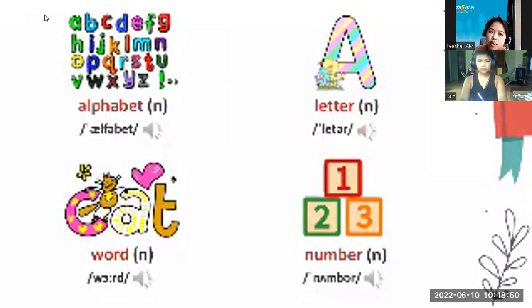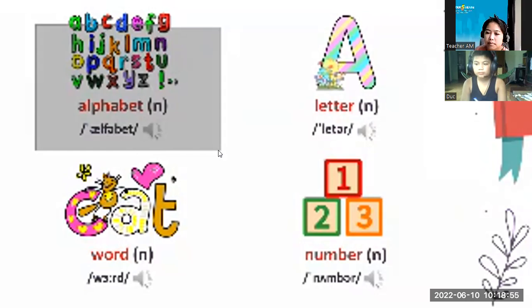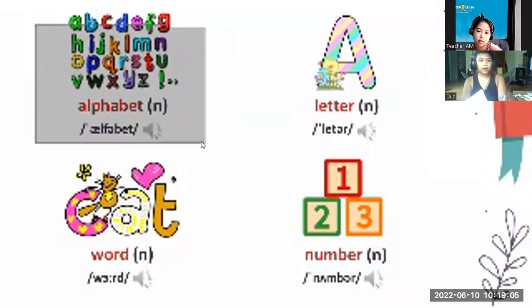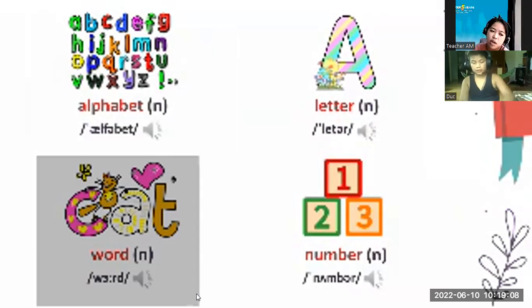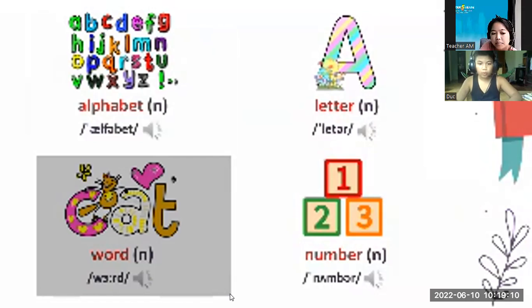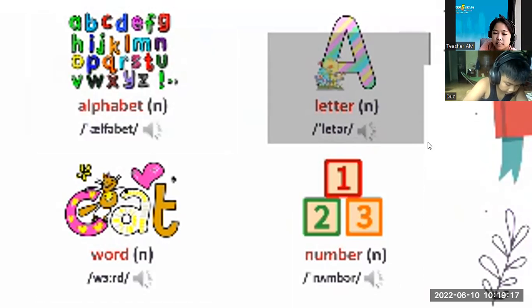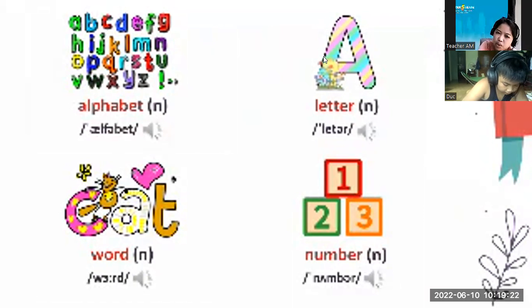Kindly look at this one. What is this? This is alphabet. Very good. What about this one? Words. Great. How about this? Number. Okay, what about this one? Letter.